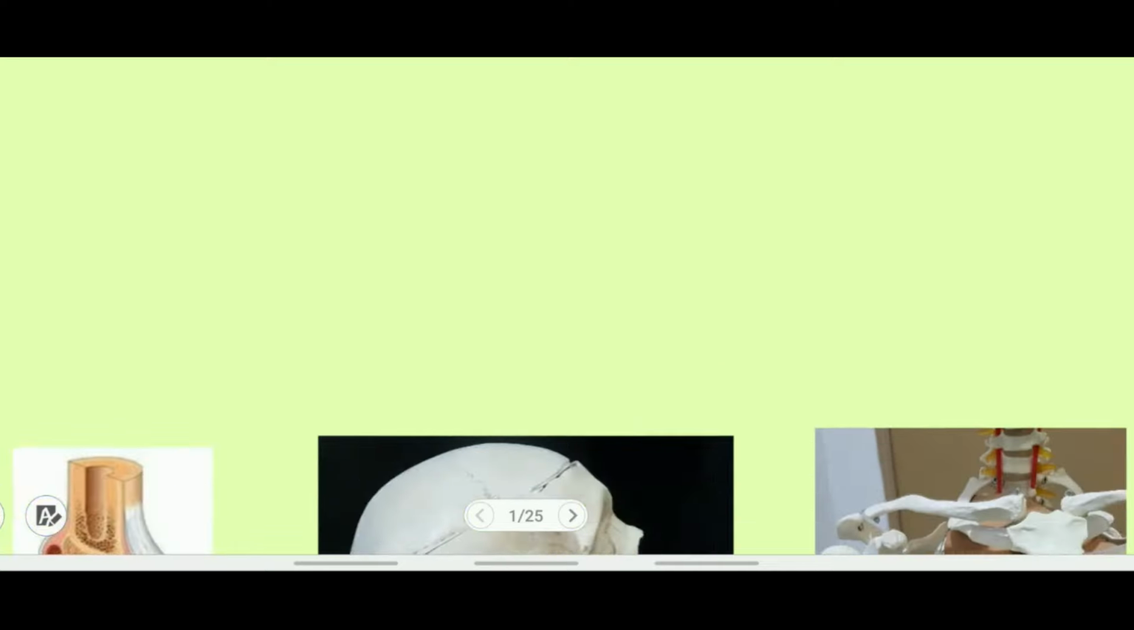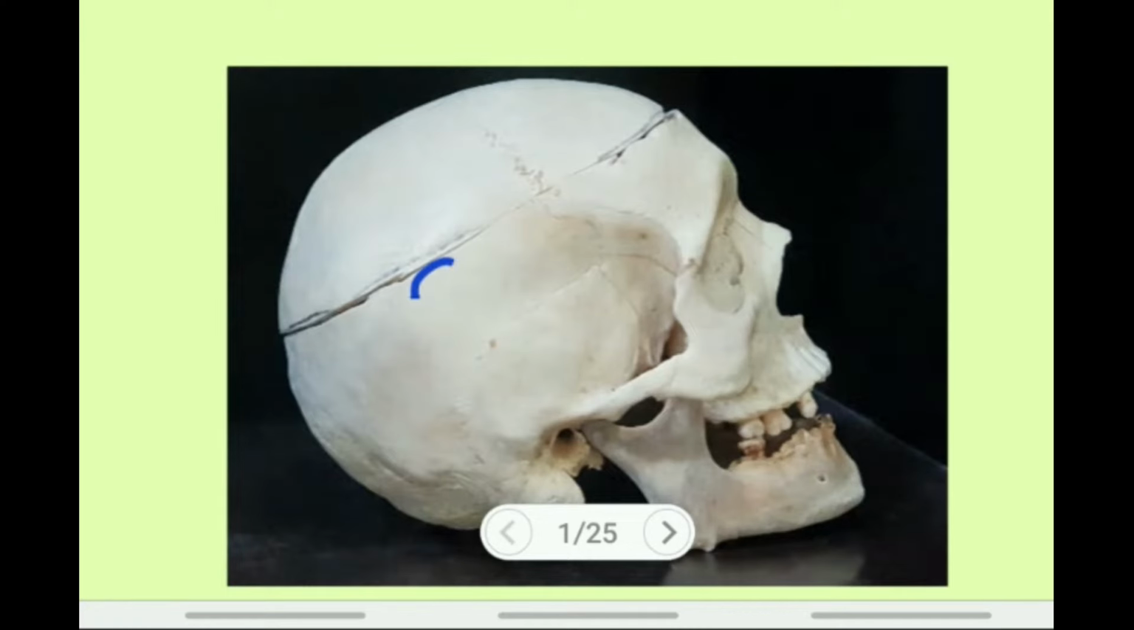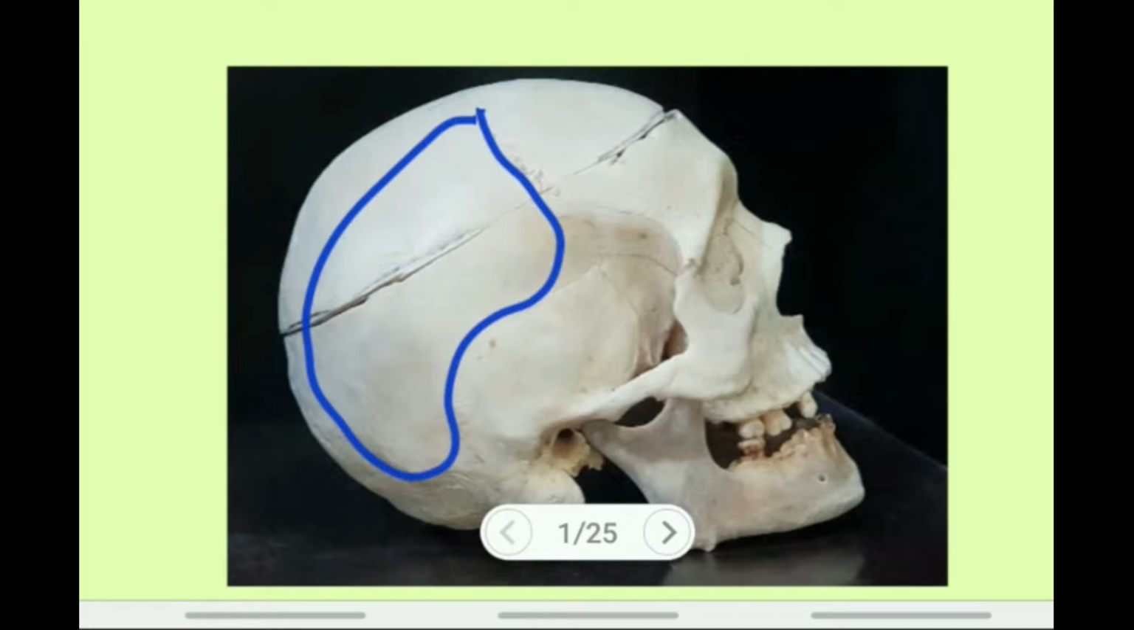Look at these three pictures. What do you think about this picture? This is a bone making contact with another bone, and you will label this picture as a joint. Can you see a joint in this picture and in this picture? I will demonstrate. Look here. This is the parietal bone. This parietal bone is ending here and the temporal bone is starting. So this contact is a joint.